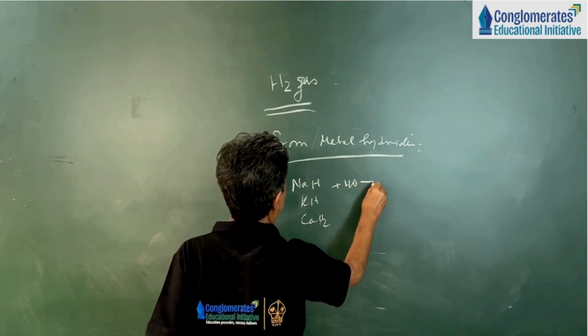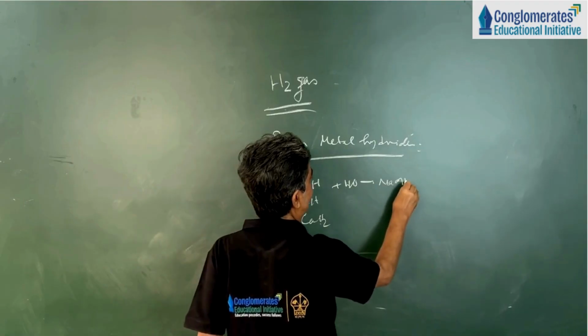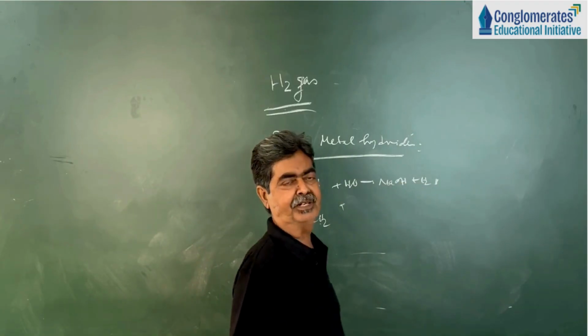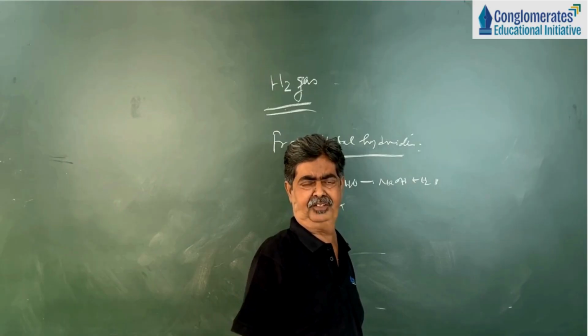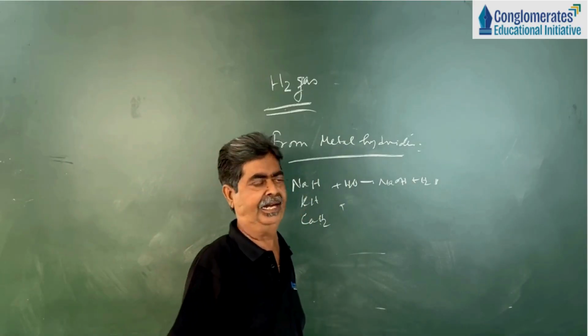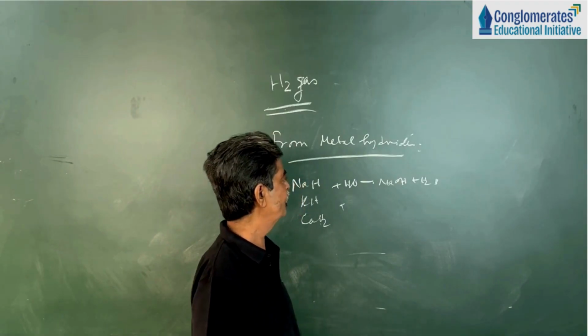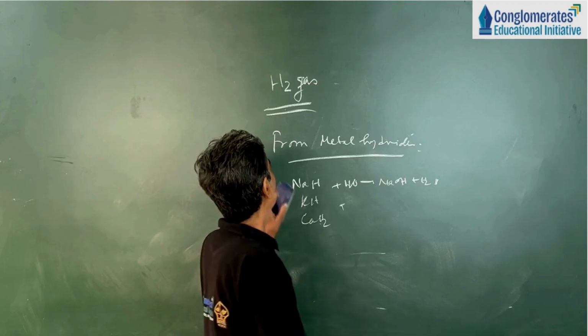On hydrolysis, they produce NaOH, the respective alkali, plus hydrogen gas. Similarly, potassium hydride on hydrolysis produces potassium hydroxide and hydrogen gas. Calcium hydride also on hydrolysis produces calcium hydroxide with the evolution of hydrogen gas.